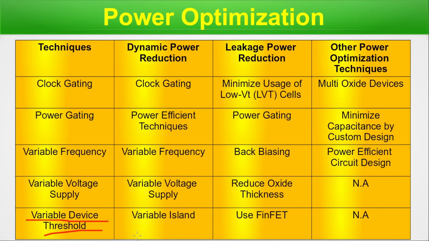That means we vary the VT of the MOSFETs. Here, for dynamic power reduction, we have the variable island. And for leakage power reduction, we use FinFET. Maybe we use a bulk CMOS, or maybe we use an SOI CMOS, whatever is applicable. If we have an SOI CMOS right from the FinFET, the leakage power would be substantially low. For the power optimization, we do not have anything, so we are marking it not applicable, that is NA. So here we are done with the comparison. For the details, please go ahead and watch the low power episode in this FAQ series, and the link is in the description. So here we are done with this particular slide. Let's move on to the next slide.